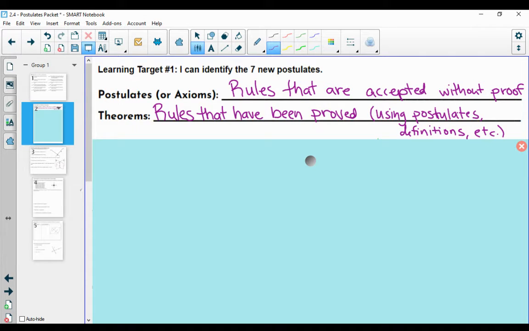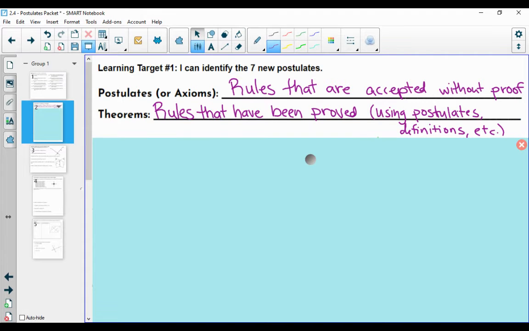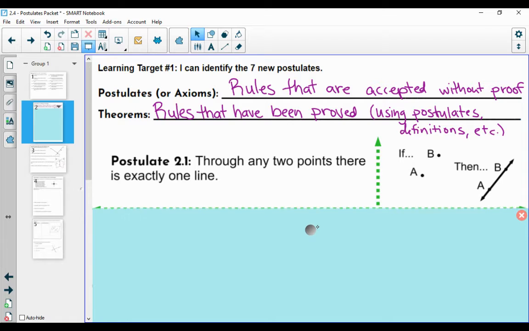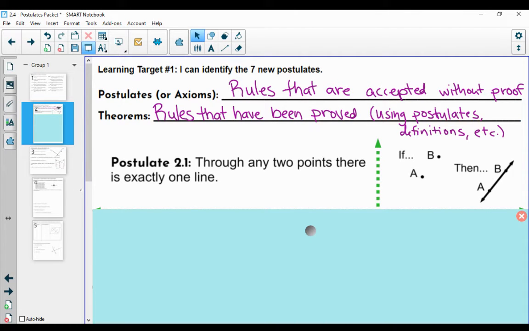All right, so today we're going to learn 7 new postulates. Again, postulates are things that in the math world we just kind of accept without proof. So even though we're learning new things, as I reveal these, you're going to realize that you know most of these facts already. So our first postulate says that through any 2 points, there is exactly one line.